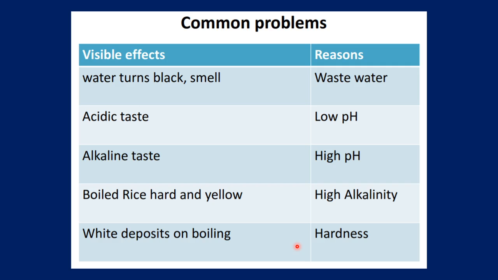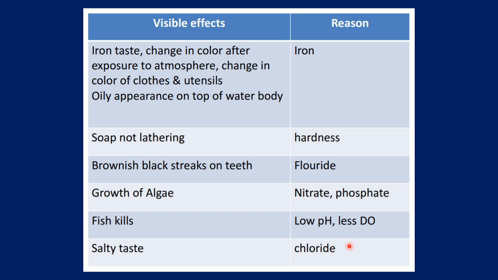Now, some of the common problems and their reasons. Water turns black and smells, it is wastewater. It has acidic taste, low pH. Alkaline taste, it has high pH. Boiled rice hard and yellow, it has high alkalinity. White deposits on boiling, it indicates the hardness of the water because of certain kinds of salts which contribute to the hardness.